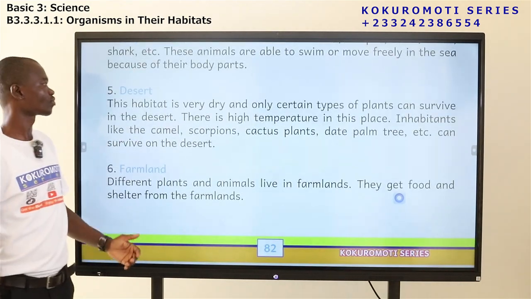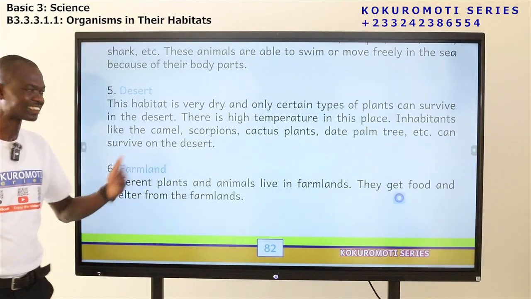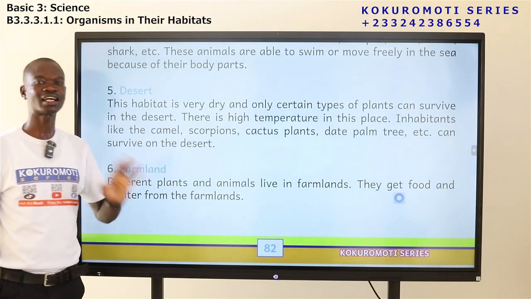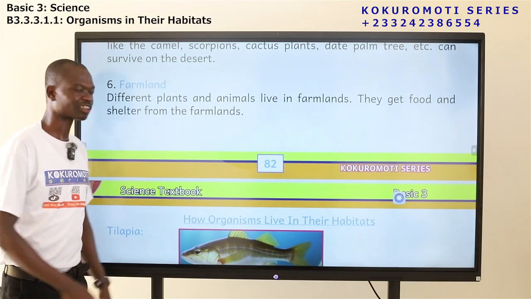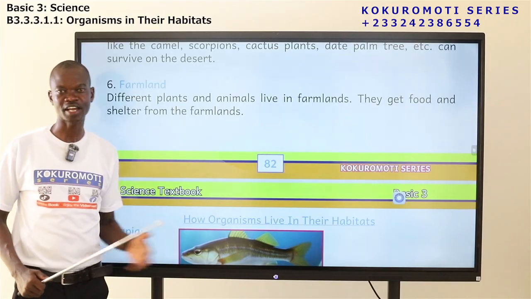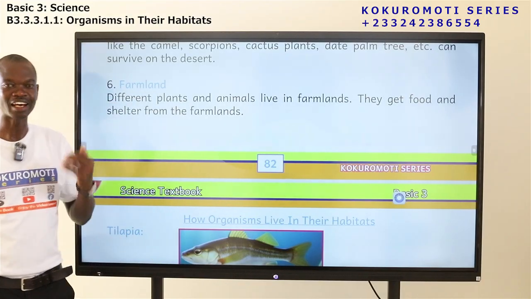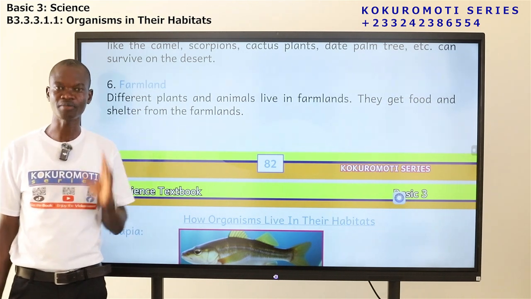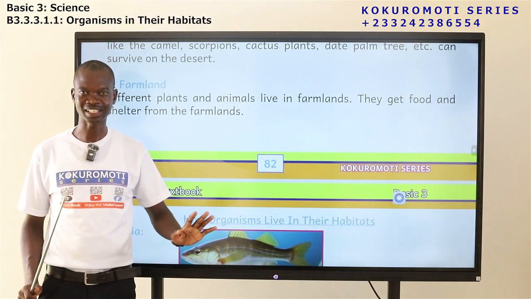Desert too has animals. Desert too has plants. There are some plants that cannot survive in the desert, but there are some plants that can thrive in the desert. Okay, so farmland also is a habitat, and we have animals and plants that can survive in farmlands. So these are some habitats that you should know, and I've mentioned the inhabitants. I said that an inhabitant could be an animal or a plant that lives in a habitat. I hope you understand it.